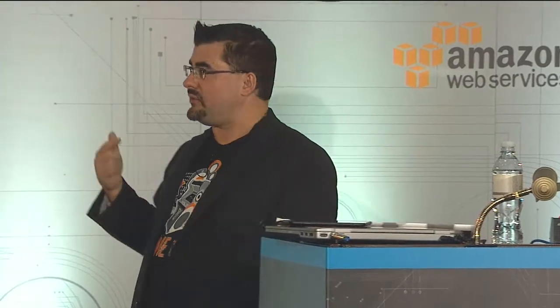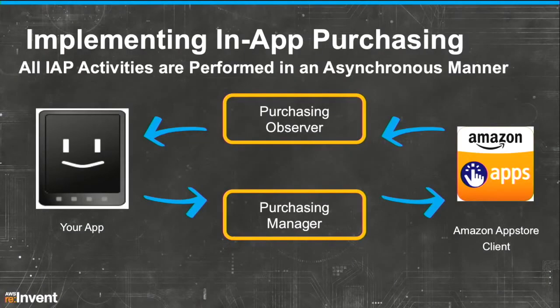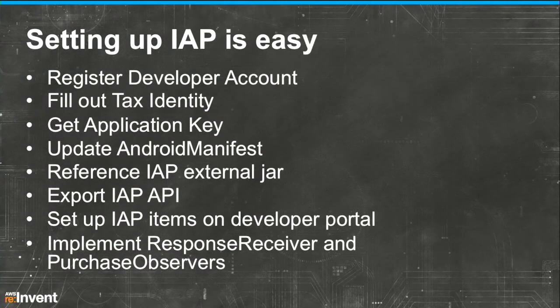Now, when you test it, we're going to do everything in an asynchronous manner, both when you're testing and online. So everything's going to be done through that Amazon App Store client. It's very much like you saw with the Mobile Associates shopping service, where we've got an observer and a listener, and we're going back and forth between our app sending requests and the App Store client sending back information. So setting it up is exactly the same way. We're going to add the jar file and reference it. You're going to reference and set up all of the in-app purchasing items that you saw in the store, in that entry when I was setting it up for my app. And then we're going to implement the response receiver and purchase observers.